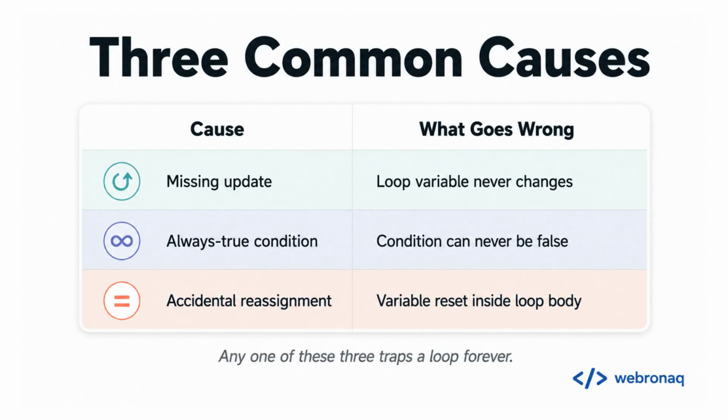The third is accidental reassignment. Imagine you mean to increment count, but inside the loop you accidentally write count equals 0 instead. Every iteration resets count back to 0, so the condition stays true indefinitely. These 3 traps are easy to miss in a long file, which is why debugging them takes a careful eye. Now here is something important. Not every infinite loop is actually a bug.